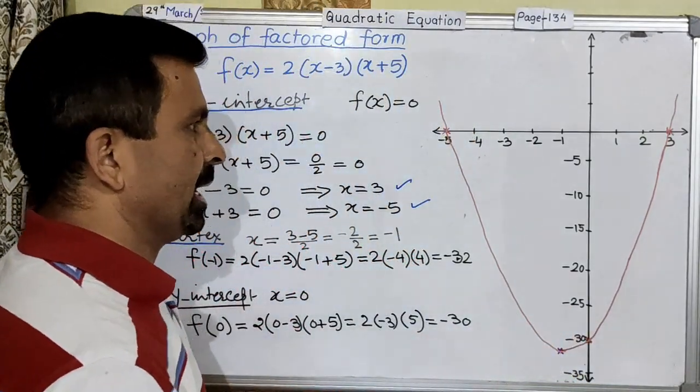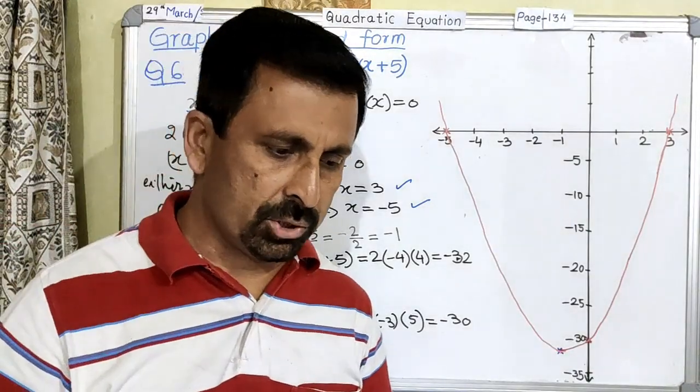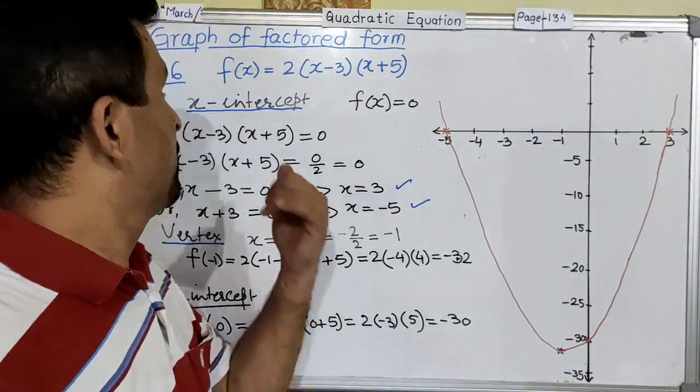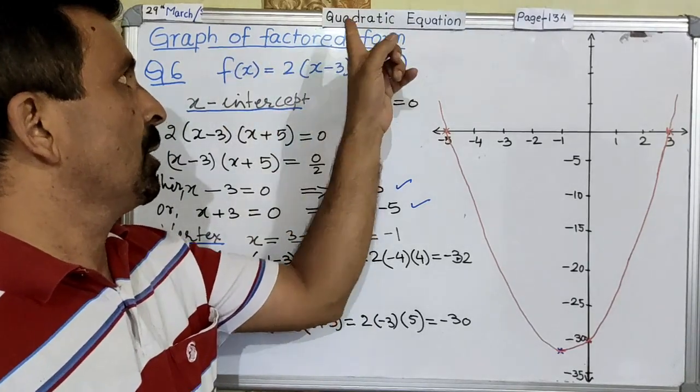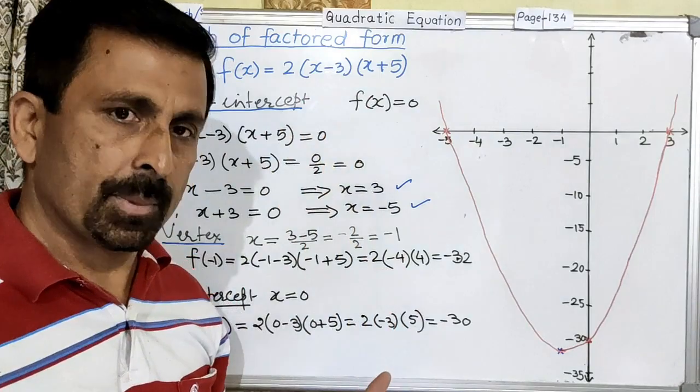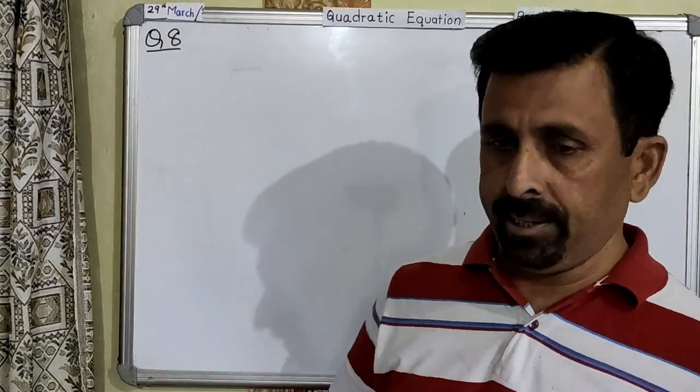So now you can see your graph. And this is how this question gets completed. Graph of factored form of quadratic equation. Is this very clear? Thank you. Okay, now the next question I am taking is question number 8.